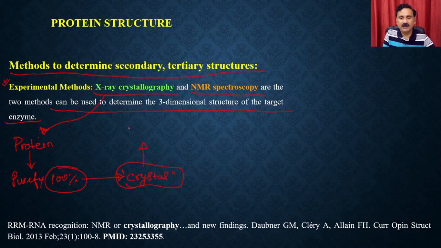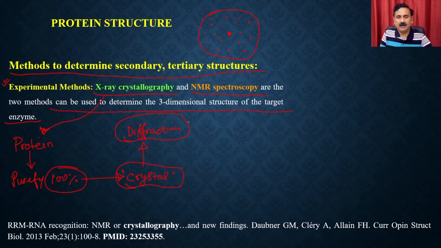So you are going to do the diffraction of these crystals, and once you do the diffraction, it is going to give you the diffraction patterns. So what is a diffraction pattern? A diffraction pattern is going to give you the spots around the axis. Wherever the diffracted X-ray beam has hit the film, that's how it is going to give you the diffraction pattern.